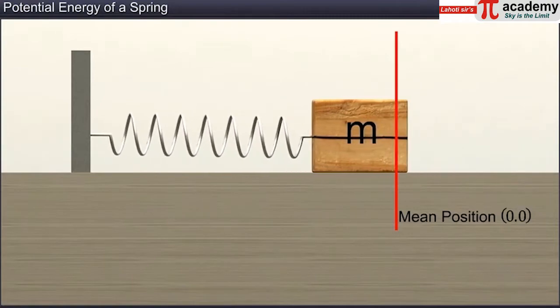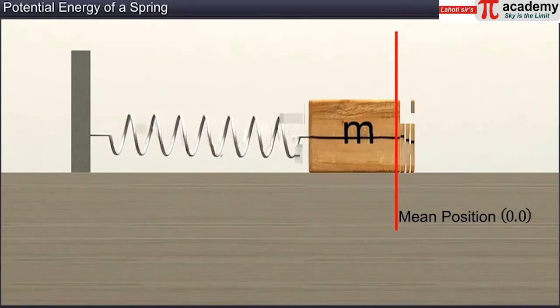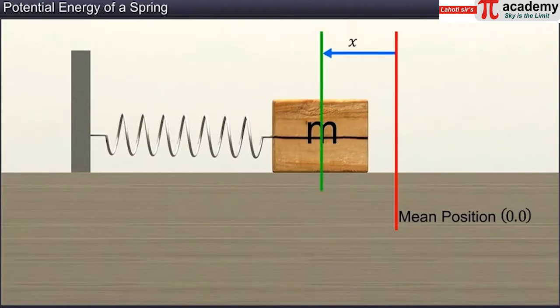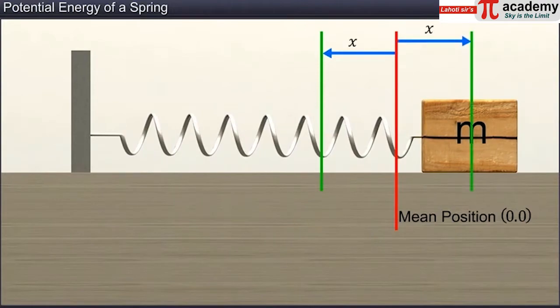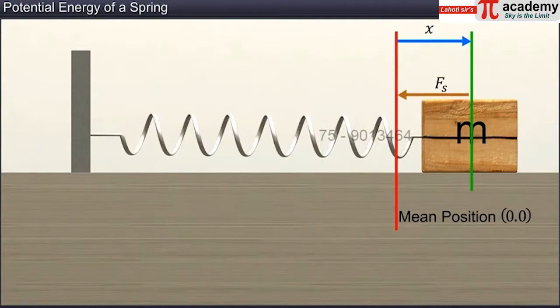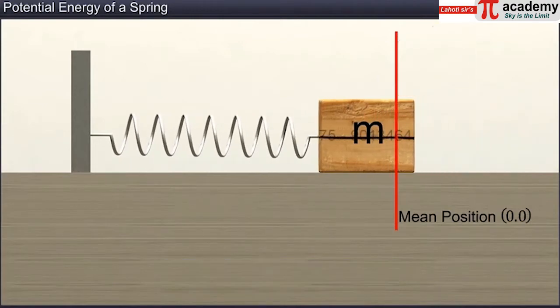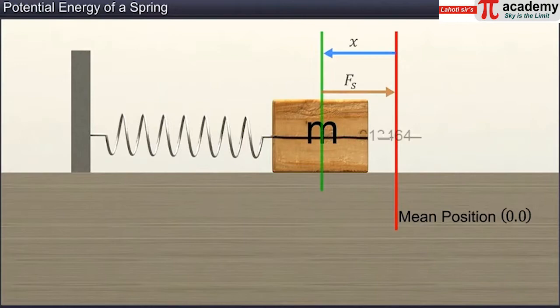You can observe the spring oscillating to and fro from the rest or mean position. The displacement of the block is always measured from the mean or rest position. The spring here is under the action of a variable force, known as the spring force, which always acts towards the mean position or in the opposite direction to the displacement. When the spring is stretched, the displacement is positive. When the spring is compressed, the displacement is negative.